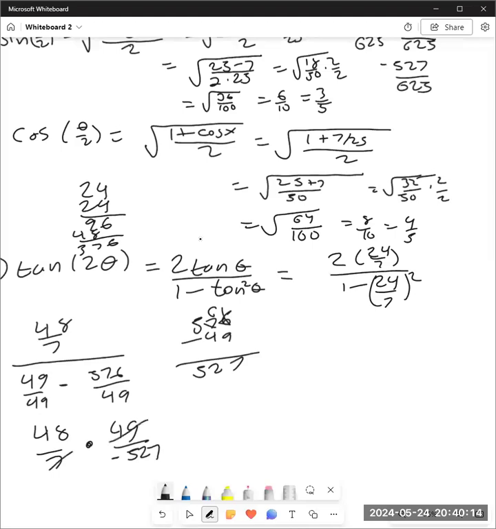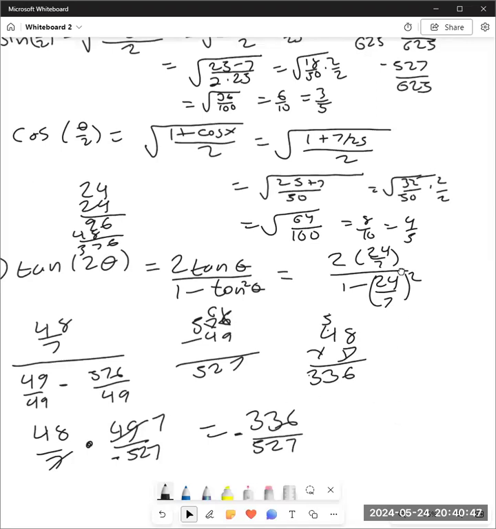And 7 goes into 49 7 times. 48 times 7 is 336. Negative over 527. That's negative because of that negative that's in the denominator, and it's positive in the numerator. Positive divided by a negative is a negative.